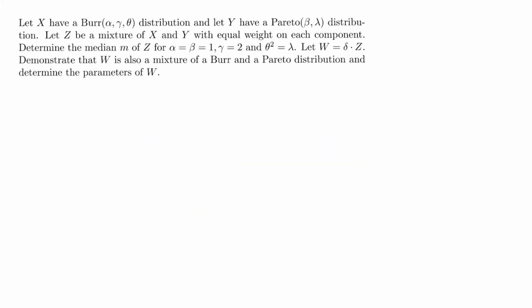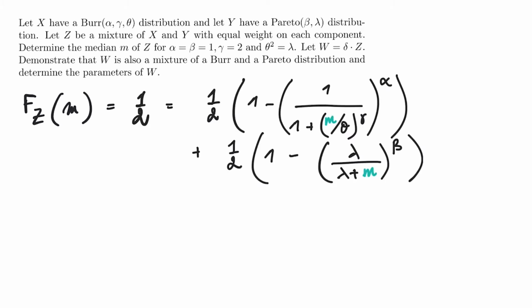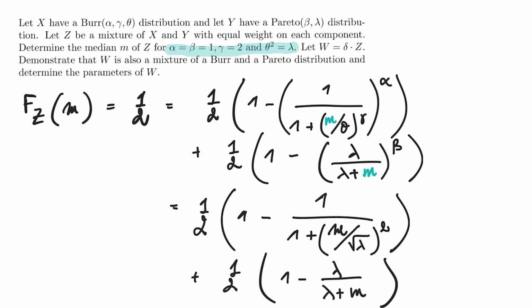Now, the median m of z is determined in such a way that the cumulative distribution function of z evaluated in the value m is equal to 1 over 2. Given are the following values for parameters of both distributions, so we can fill this in to get the following expression of our cumulative distribution function of z evaluated in m. Now we have 1 over 2 on this side and 1 over 2 here and here. So in the next step, we will multiply both sides by 2.